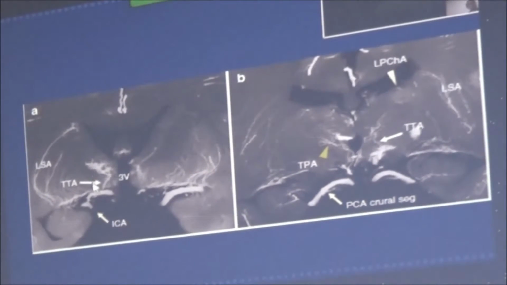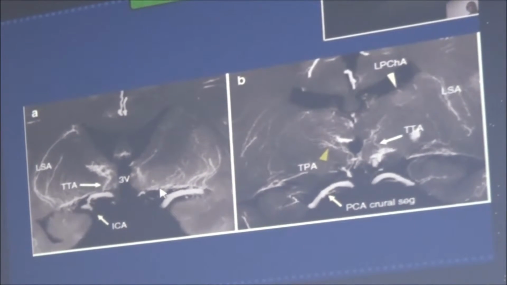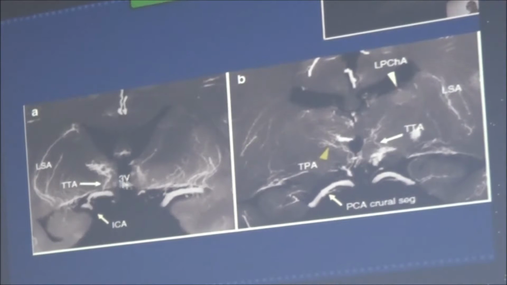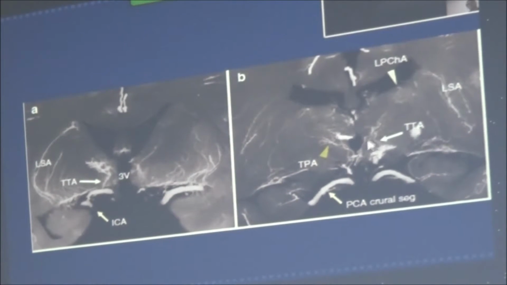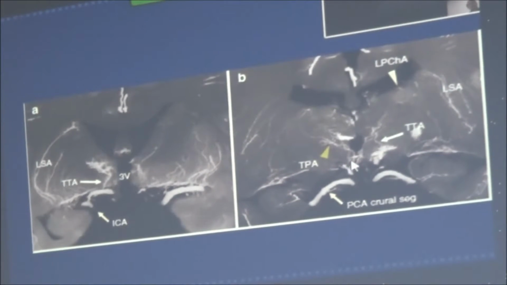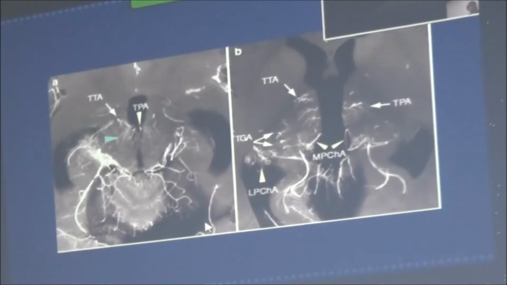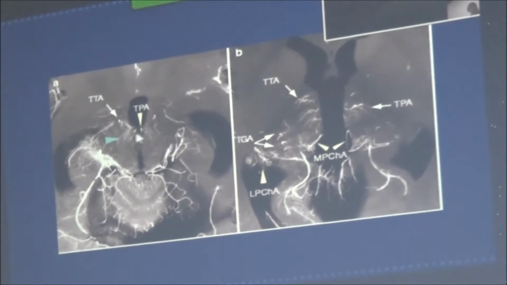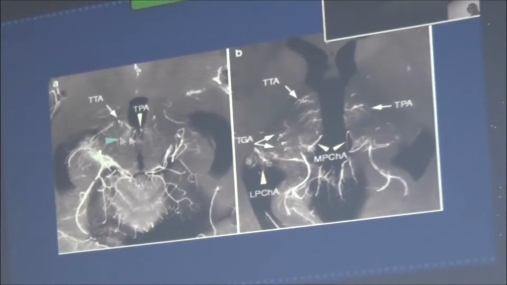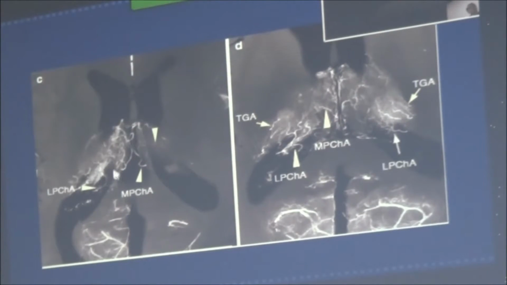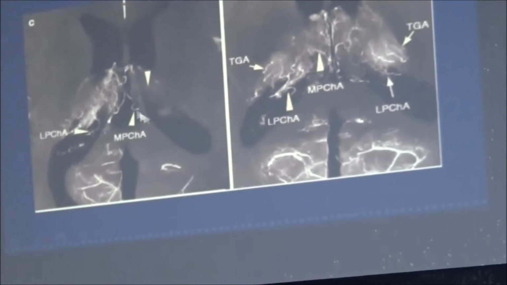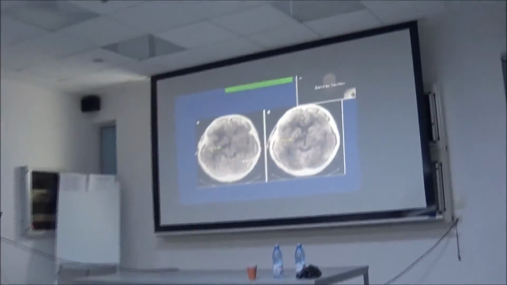These are the thalamo-tuberal at the PCoM. You see the third ventricle here, and again the thalamo-tuberal and the thalamo-perforators coming here from the apex of the basilar. The thalamo-perforators in the interpeduncular fossa and higher up, and the lateral and medial posterior choroidal going into the velum interpositum, and lateral posterior choroidal going into the choroid plexus.